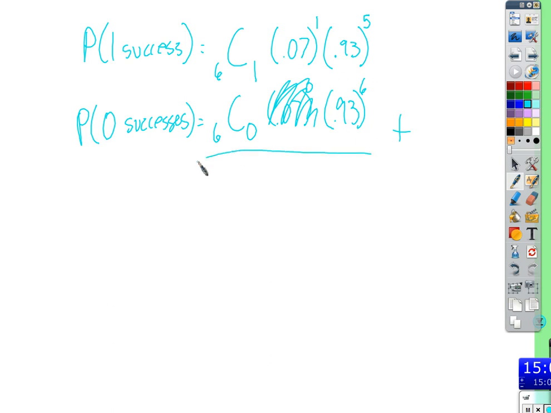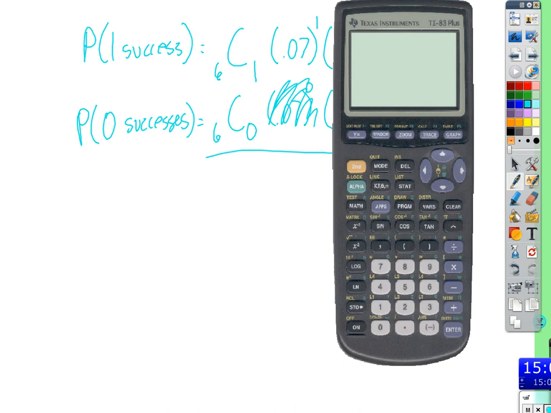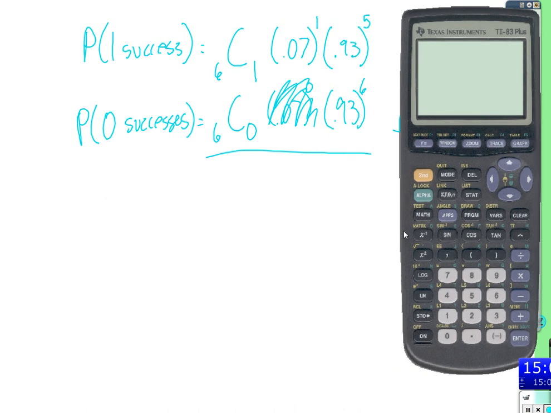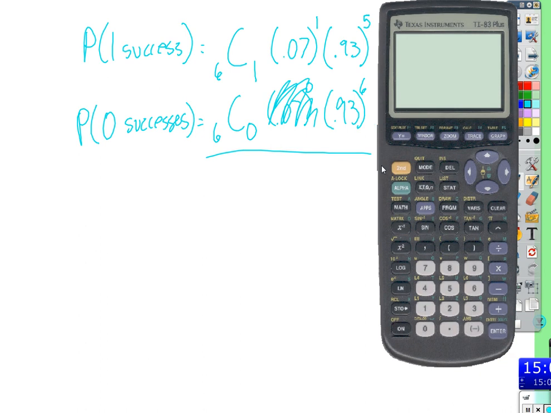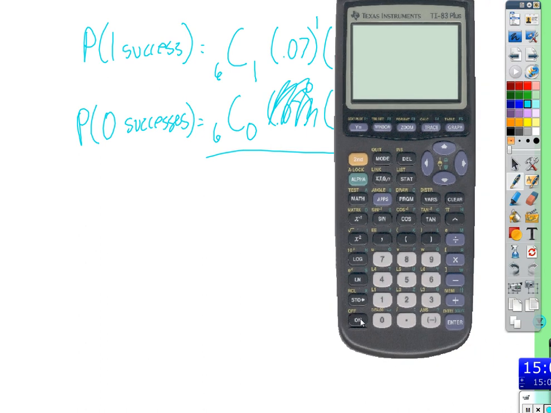So that's going to be really likely that they won't return the item. If we do that 6 times in a row, it's going to be pretty likely that is going to happen. 6 no returns. So 0.93 to the 6th, that's 0.6469.